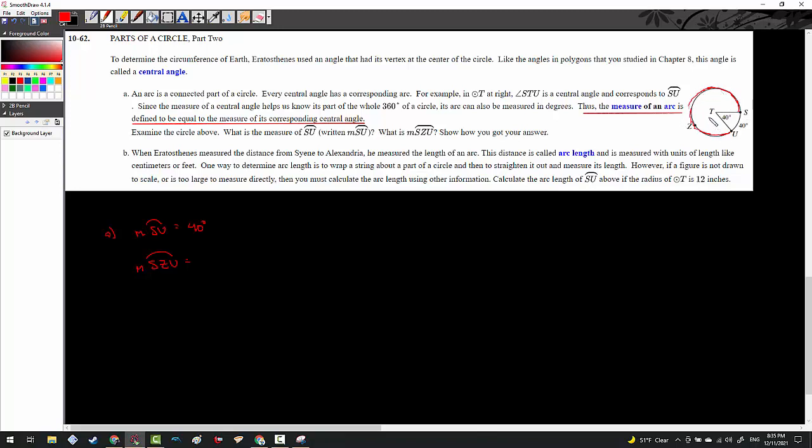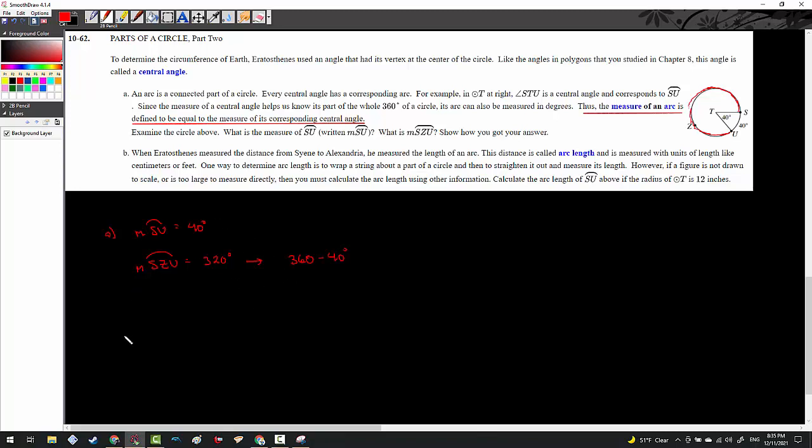Again, they don't want the arc length. I'm not doing the theta over 360 times 2 pi r. I'm not doing arc length. I'm doing arc measure. So what I want is the measure in degrees of how much arc that takes. Well, if the measure of arc SU is 40, that means that there's 320 degrees left over for SZU to take. And how did I get that? Well, that's going to be 360 minus the 40 that was already being taken by arc SU.